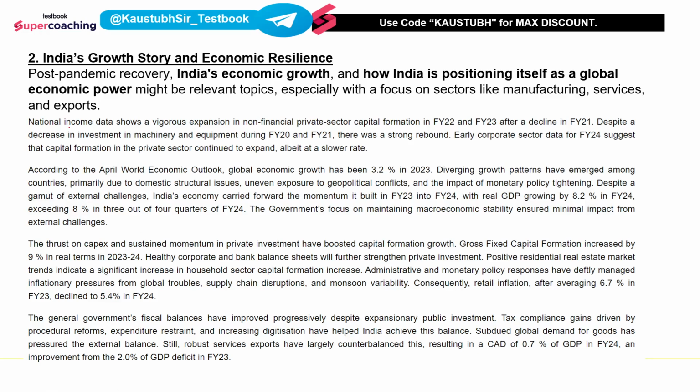Okay. Going ahead, if you read the document again in detail, the national income data shows vigorous expansion in non-financial private sector capital formation after a decline in 21. In financial year 21 there was a decline, but definitely in financial year 22 and 23 there has been some expansion in the non-financial private sector capital formation. Despite a decrease in investment in machinery and equipment during the 20 and 21 financial years, there was a strong rebound. Early corporate sector data suggests that capital formation in the private sector continued to expand, albeit at a slower rate. Albeit means even if, even though at a slower rate, even if it is at a slower rate, there was expansion. In this sense it is written.